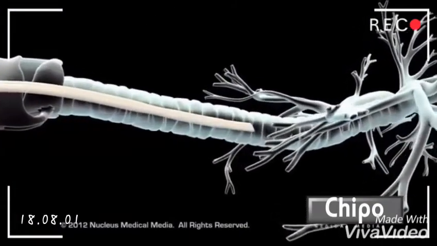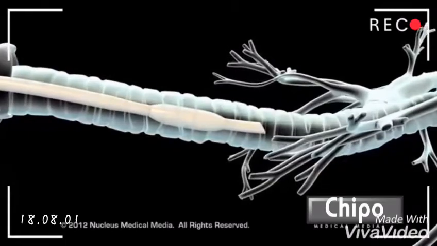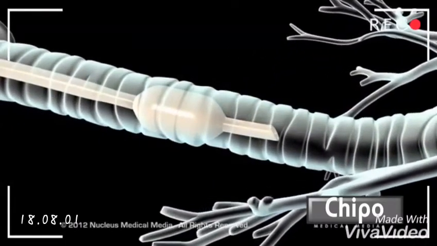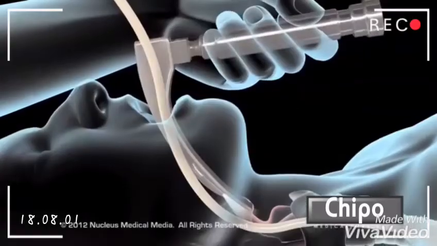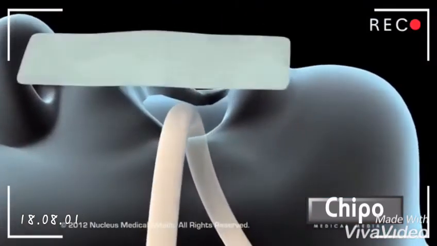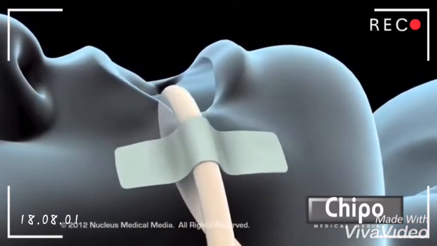Once the endotracheal tube is in the trachea, a small balloon surrounding the tube is inflated to make sure it remains securely in place. The laryngoscope is then removed and the tube is taped to the corner of the mouth to prevent it from moving out of position.